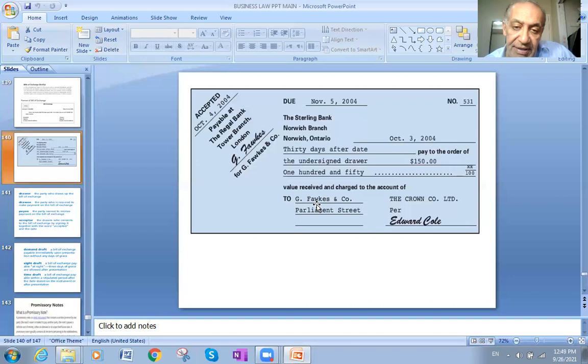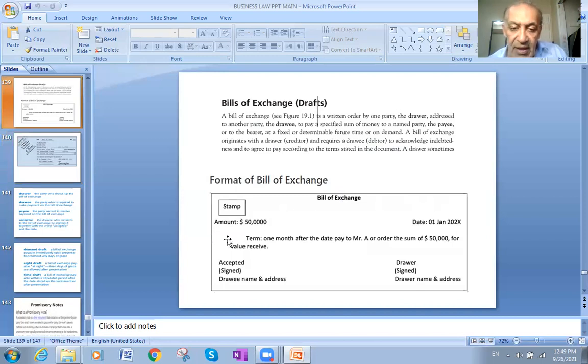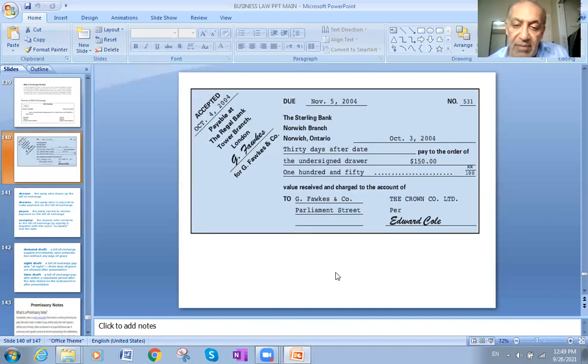G Focus and Company, as an example, and the address of them. Okay, so here is the drawer's signature, and here is the drawee, the name and the address of the drawee. Look at that before. Here we said accepted, the drawee name and the address. Here is the drawer, the one who has to pay the money. And we send to the drawee the name and the address. And one thing for this to be cashed, it must be accepted by the drawee. It must be accepted by the drawee.